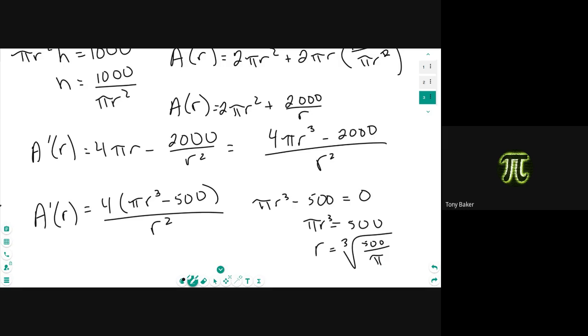So any other critical numbers? The r squared. If that equals 0, the problem doesn't exist, right? So r equals 0 is another critical number. Okay, so I've got 2 critical numbers now. Got that one, and I've got that one.